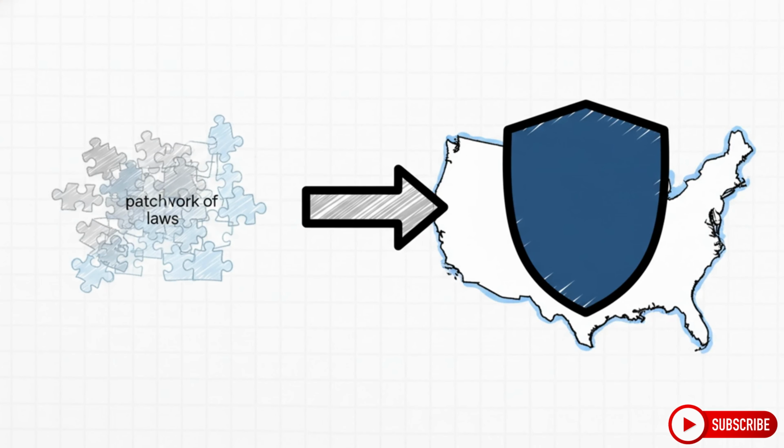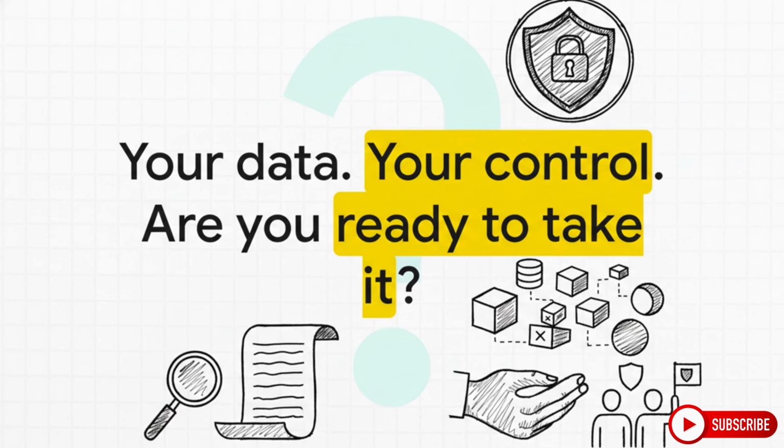It's because of these challenges that a lot of people are now pushing for a single, unified federal privacy law, just so the rules can finally be consistent across the entire country. So in the end, the question comes back to this. Now you know about your rights. It's your data and it's your control. Are you ready to take it?